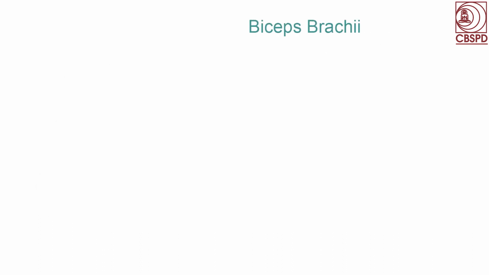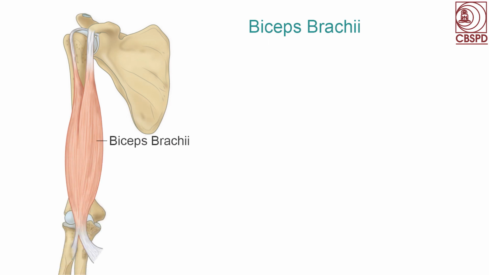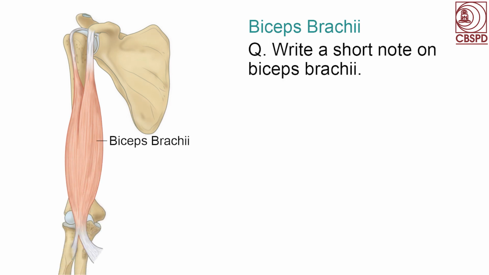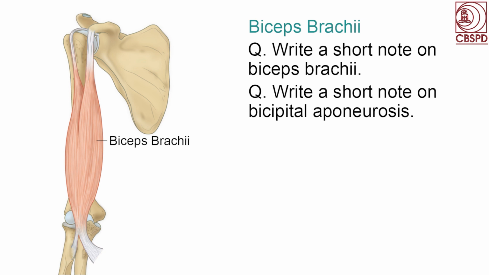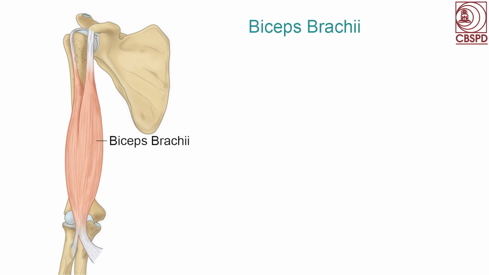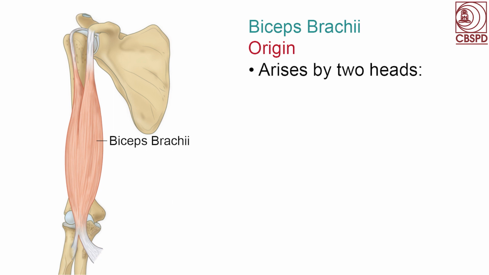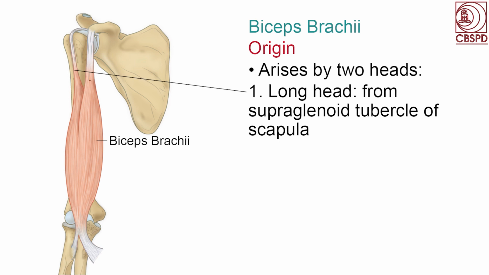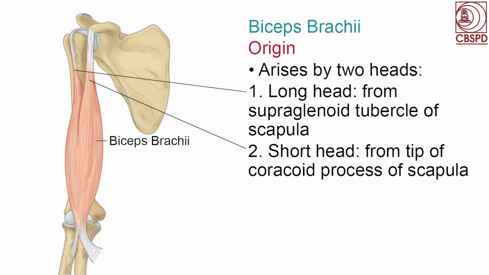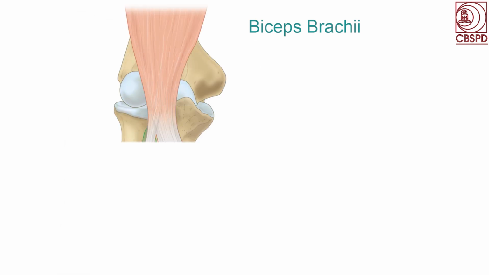Coming to the second muscle, biceps brachii. In the exam, you may get a question as write a short note on biceps brachii. You may also get a question as write a short note on bicipital aponeurosis. What is the origin of biceps brachii? The biceps brachii muscle arises by two heads. A long head originates from supraglenoid tubercle of scapula, and a short head originates from tip of coracoid process of scapula.